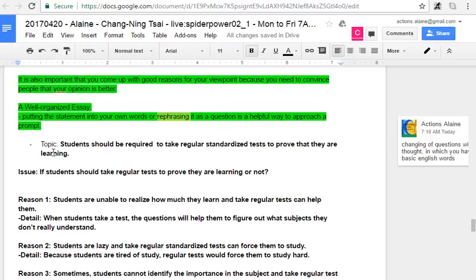it will sound redundant. If is not a conditional word. You are actually asking if, okay? If students should take regular tests to prove they are learning or not. So you mean whether is a conditional word, but if is not.